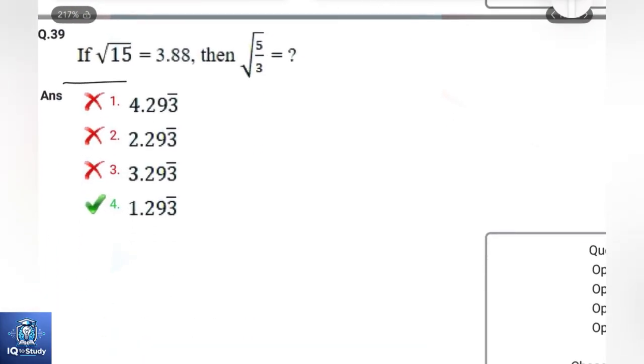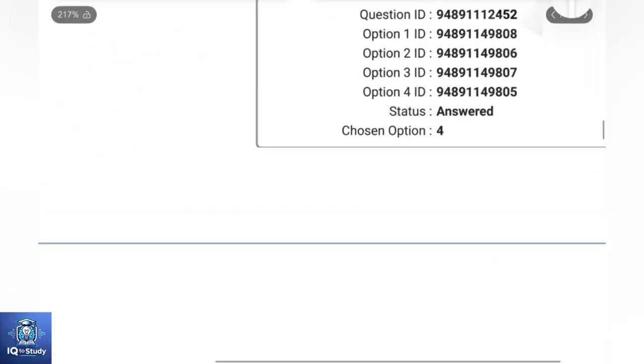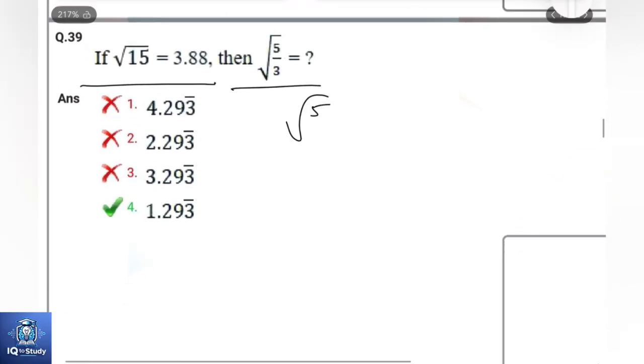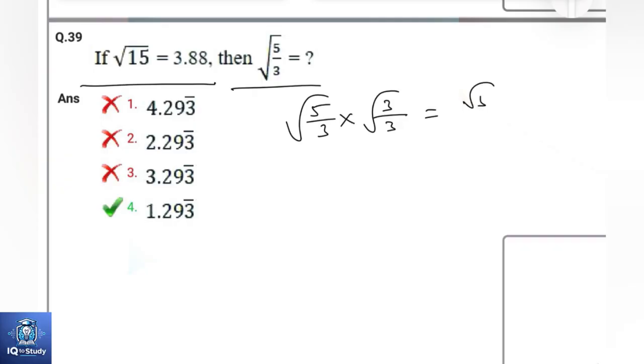If square root of 15 is 3.88, then square root of 5 by 3 is? Let's simplify this. We can write square root of 5 by 3 as square root of 5 by 3 into square root of 3 by square root of 3. It means square root of 5 by square root of 3 into square root of 3 by square root of 3, which is equal to square root of 15 by 3.